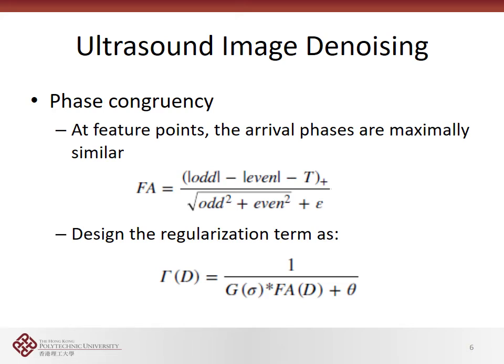You can see this is the phase congruency. At the feature points, the phase congruency is larger, but the regularization term is small. On the other hand, at the speckle points or noise points, the phase congruency is small, but the regularization term is large. So by minimizing this regularization term, we can better preserve the feature points while removing the speckle noise.